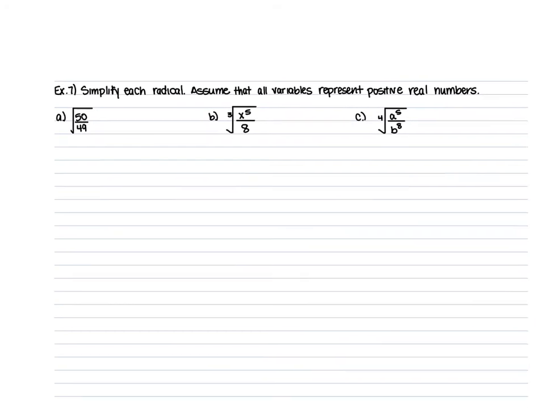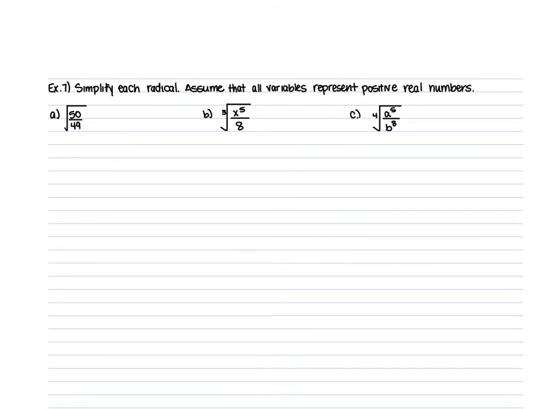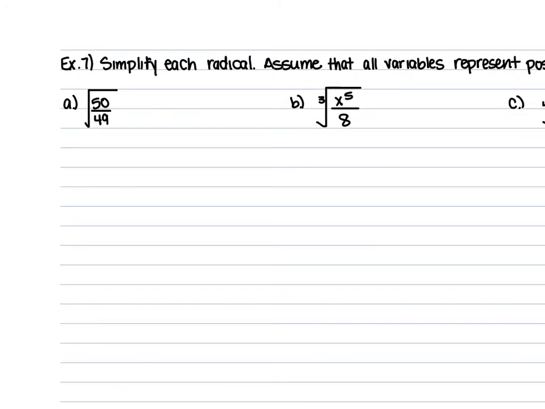For our next example, we're just simplifying each of these radicals. So for example A, we have the square root of 50 over 49. Again, this is the same exact thing as saying the square root of 50 over the square root of 49. That 50 is 2 and 25. The 25 is 5 and 5. We're looking for groups of 2, so that's 5 square root 2, over the square root of 49, which is 7. Your 5 and your 7 do not simplify, so it's just 5 square root 2 over 7.